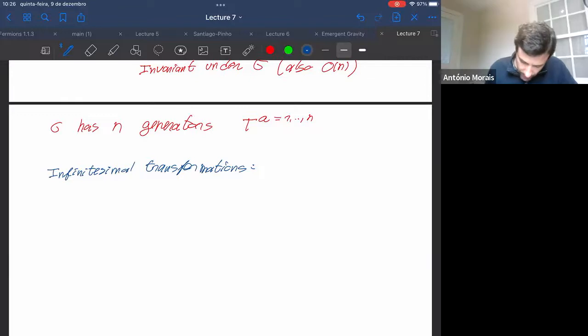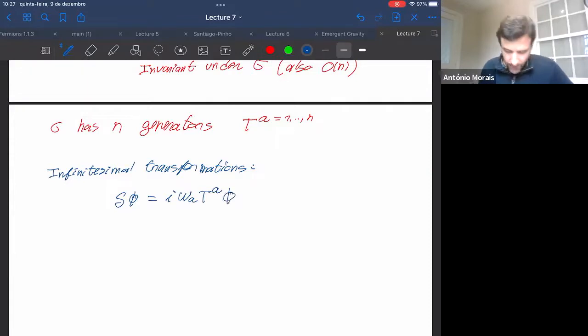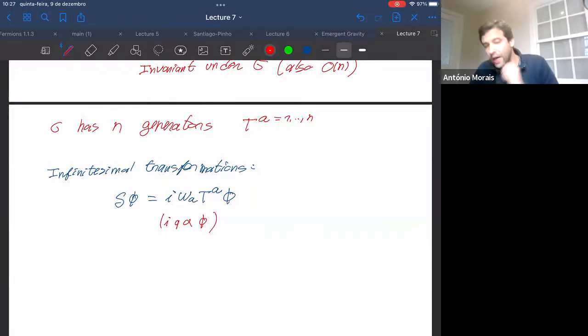It can be written as delta phi equal to i omega^A T^A phi. This is pretty much the same thing that we were studying in U(1). In the U(1) scenario, we had i q alpha phi. So this is what we had essentially. Basically, these omegas are the analog to these alphas.